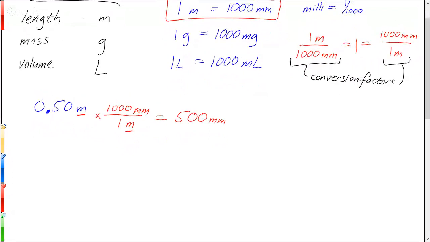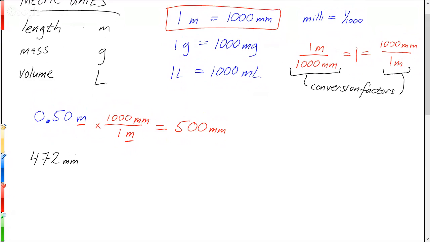All right, so now instead of 0.5 meters, we'll take a less friendly number, 472 millimeters. And let's say we want to convert that unit into meters. So how do we convert 472 millimeters to meters? First thing that I always think is helpful, especially when we get into more of the story problem version of this, is to just write down what you're trying to do. So in this case, we're going from millimeters to meters. That's our goal here.